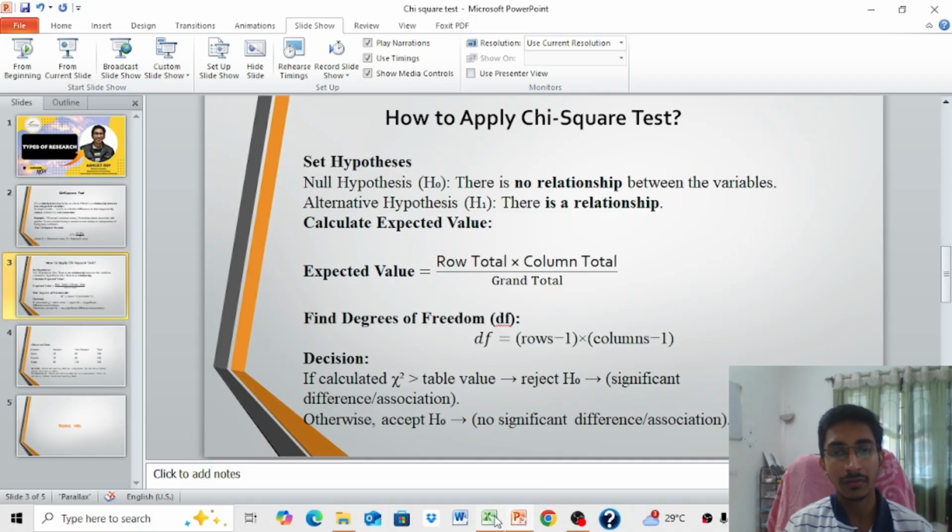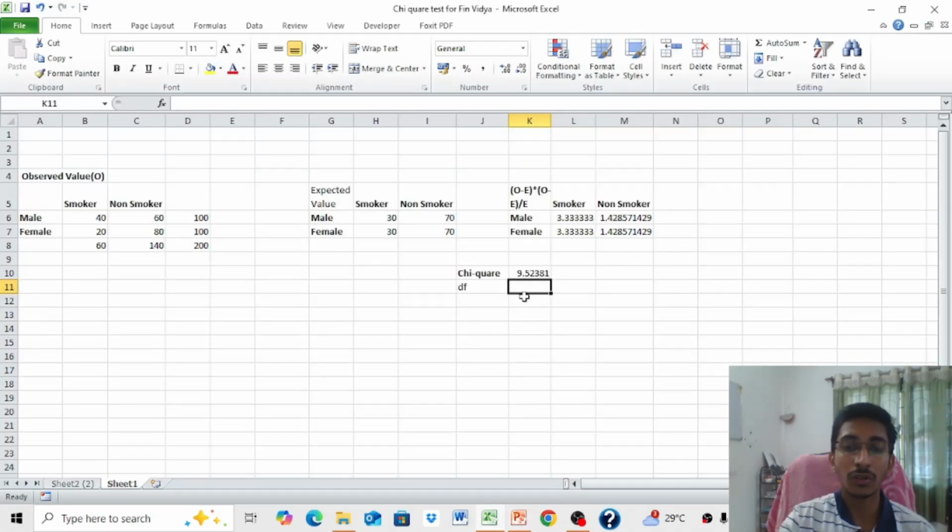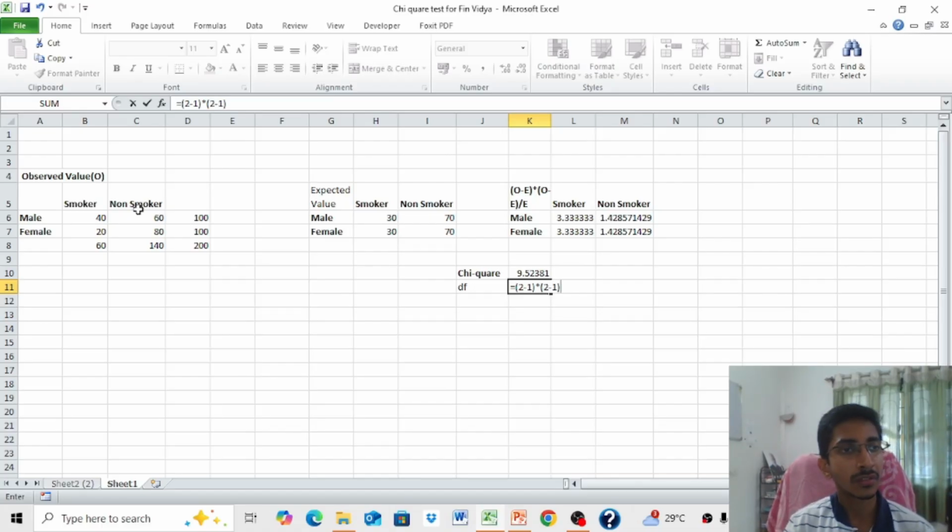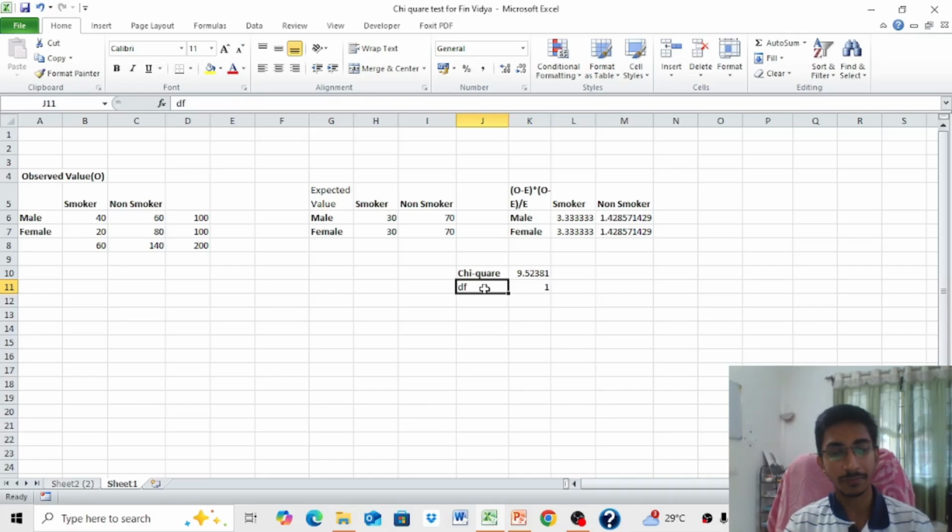Our rows are 1, 2 and our columns are 1, 2. So 2 columns, 2 rows. So bracket open, 2 minus 1, bracket close, multiply by bracket open, 2 minus 1. Is it clear? 2 rows, 2 columns, correct, and enter. The answer is 1. So the degree of freedom is 1, correct.